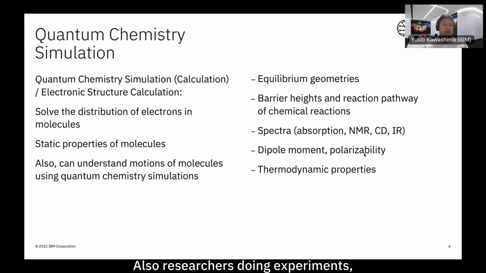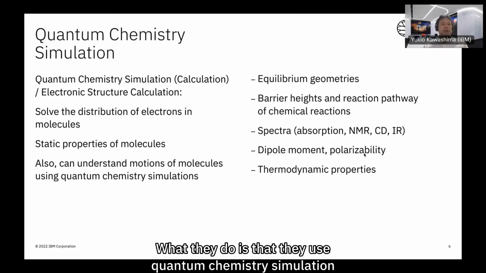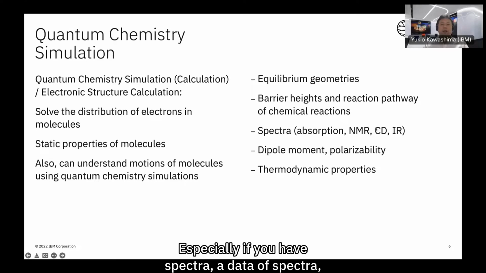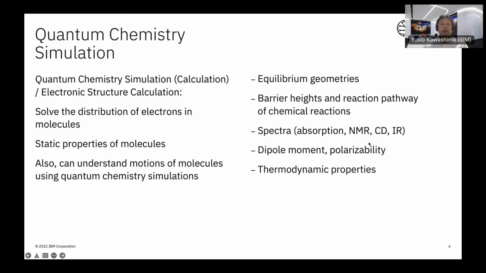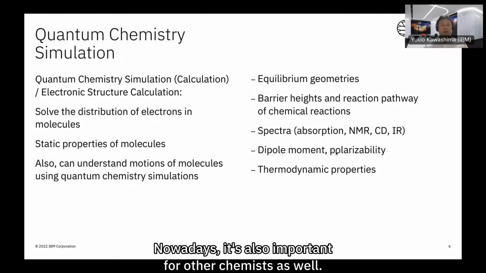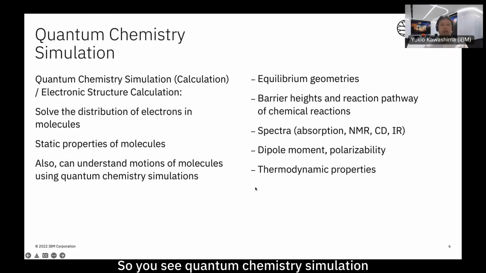But not just that, also researchers doing experiments also use quantum chemistry simulation. What they do is that they use quantum chemistry simulation to interpret their experiments. Especially if you have data of spectra, it'll be really convenient if you use quantum chemistry simulation to interpret your spectra. So quantum chemistry simulation is not just important for quantum chemists. Nowadays, it's also important for other chemists as well. So you see, quantum chemistry simulation is a very important tool.